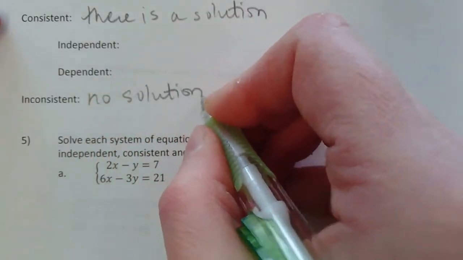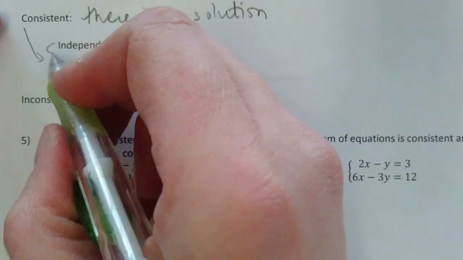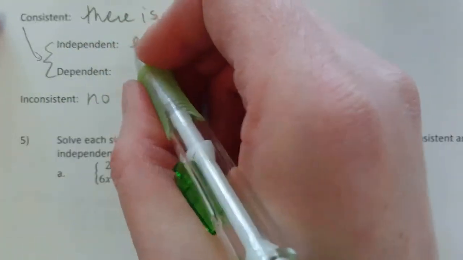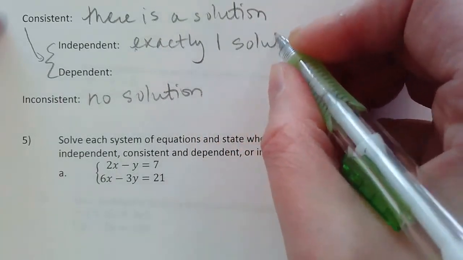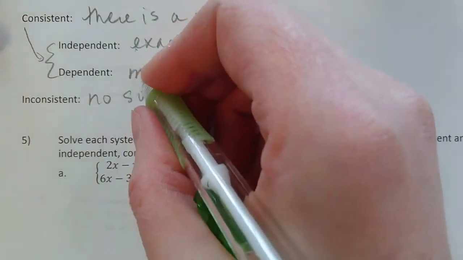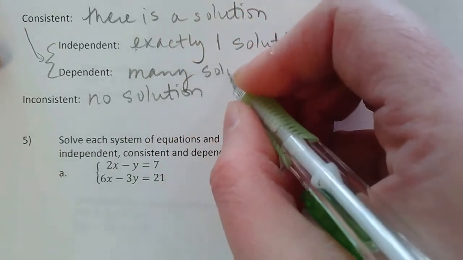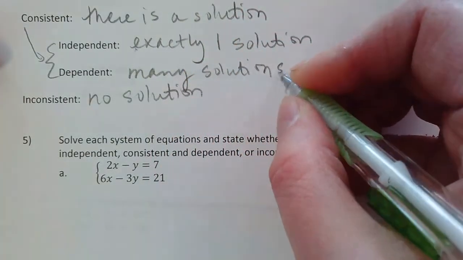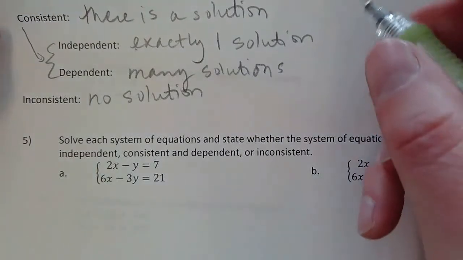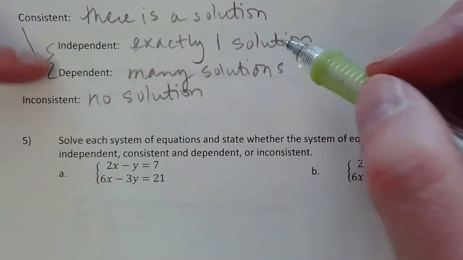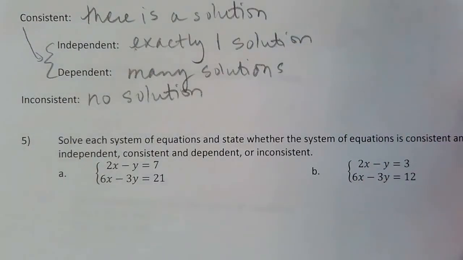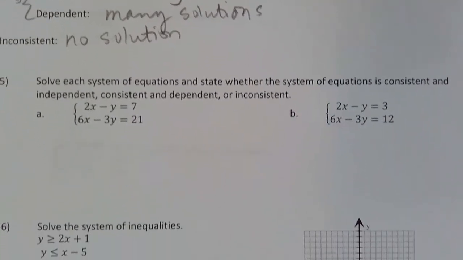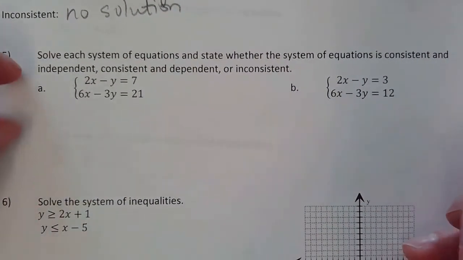So if a system is consistent, there's two different types that we can have. Independent is when there's exactly one solution. And dependent means there's many solutions. Now, I guess if you look at systems of conics, it would be possible to have exactly 2 or exactly 4. But we have vocab for these two different scenarios, for exactly 1 or many. So now we're just going to go through and take a look at a couple different examples of this and just see what's going on.